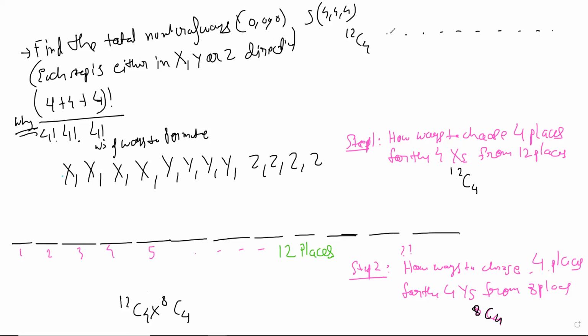So each of these dots is a way. It may be that you choose 1, 2, 3, 4, or it may be that you choose 2, 5, 7, 9, or something else. For each of these ways you choose for the x's, you have 8 choose 4 for the y's. And you understand, it just multiplies. So then this is the answer.